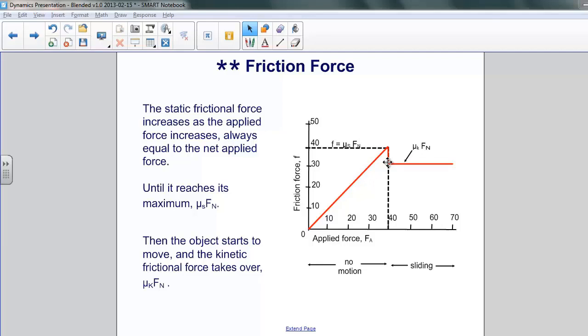And suddenly, we move from a static situation to a kinetic situation, and the coefficient of friction becomes the kinetic coefficient of friction. And the frictional force becomes a constant. It no longer varies with the applied force. It just depends on the normal force. Again, the normal force just multiplied by the coefficient of kinetic friction. So at this point, the applied force can increase, but because the frictional force is fixed, the object is able to accelerate.